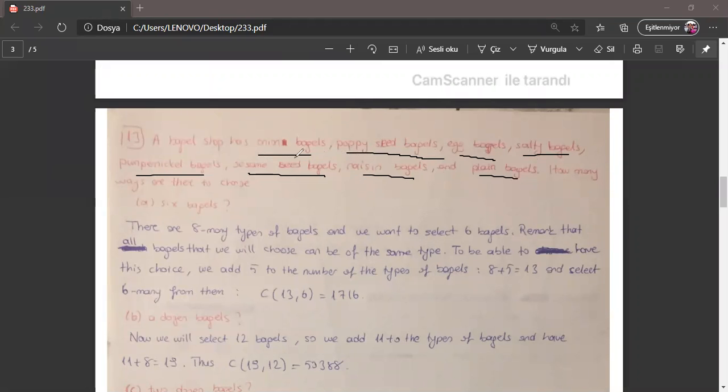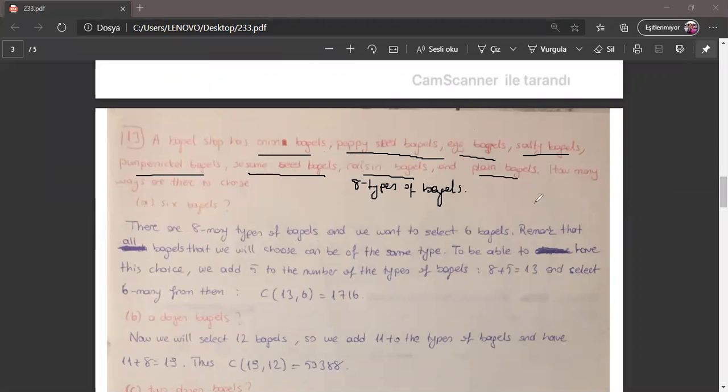Okay, we have 8 types of bagels. Now, how many ways are there to choose 6 bagels? Remember, we have 8 types, but all the bagels that we choose can be of the same type. So each of them can be, for example, plain bagels, or all of them can be egg bagels.